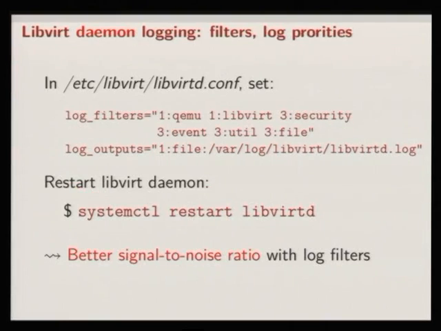So that's how you enable it. You supply these config variables in libvirt's daemon config file, and you restart the libvirt daemon, followed by triggering a test from the beginning, so you can see what's going on.